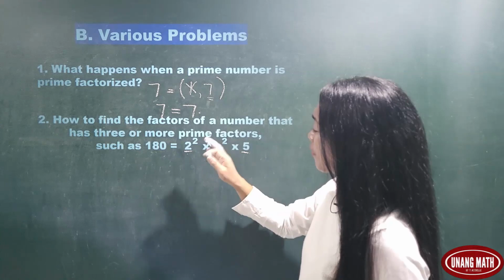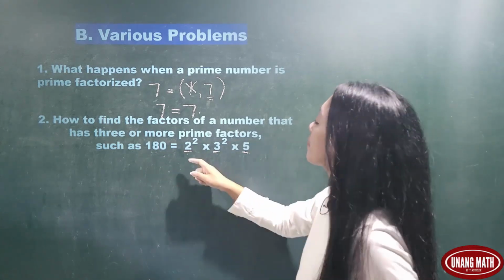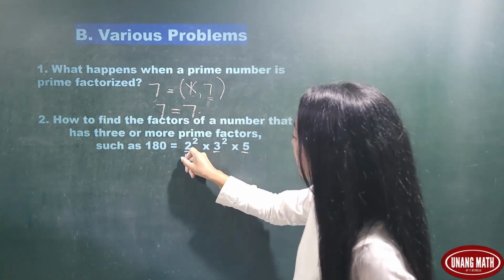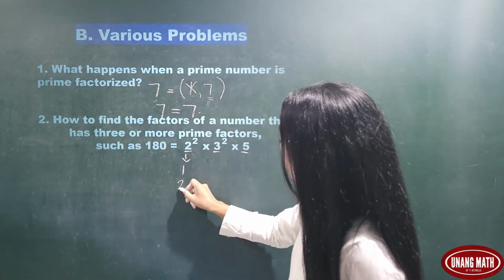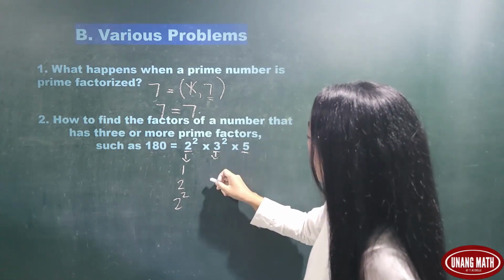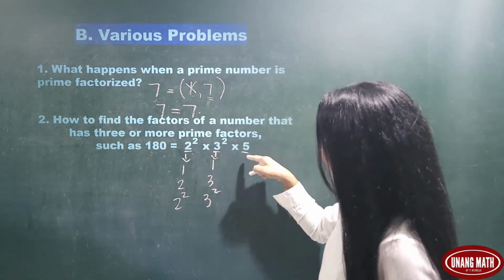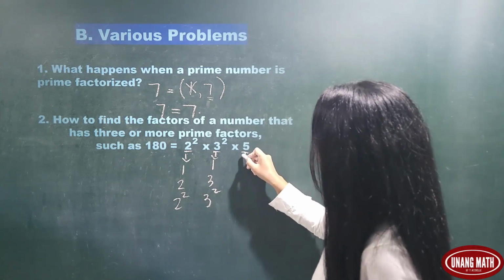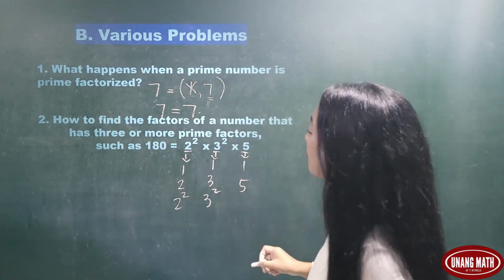So to find all the factors of 180, we will just do the same process. First list all the factors of 2 squared. So we have 1, 2, and 2 squared. List also all the factors of 3 squared. We have 1, 3, and 3 squared. Also, list all the factors of 5. Since this is a prime number, we only have 2 factors, 1 and 5.